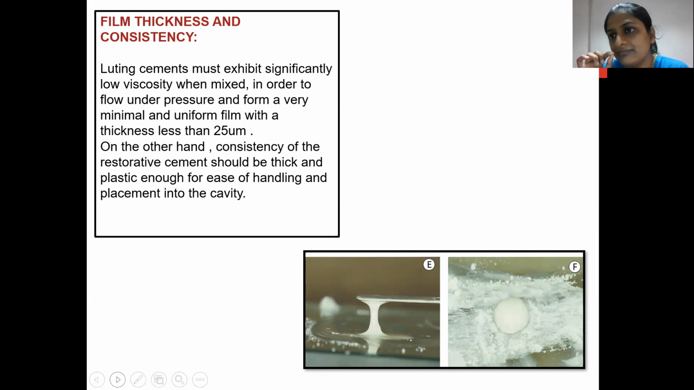There is a minimum thickness, like you can only compress the cement to a particular film thickness. So luting cements are seen to exhibit significantly low viscosity when mixed, in order to flow under pressure and form a very minimal and uniform film with a thickness less than 25 micrometer. On the other hand, consistency of restorative cement should be thick and plastic enough for ease of handling and placement into the cavity.